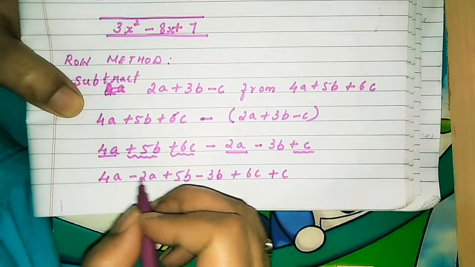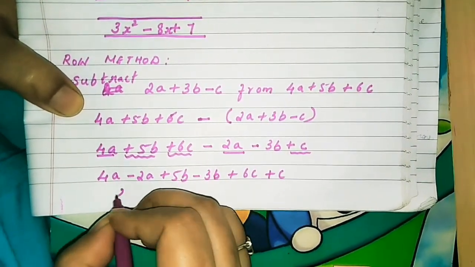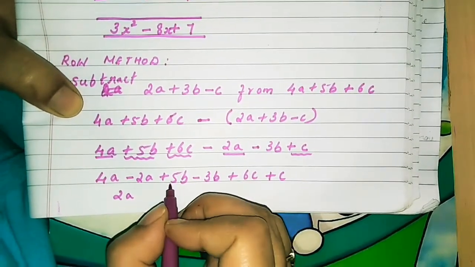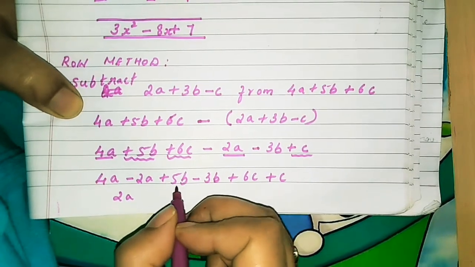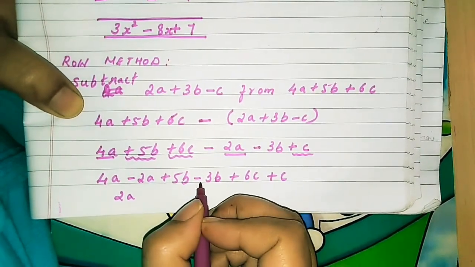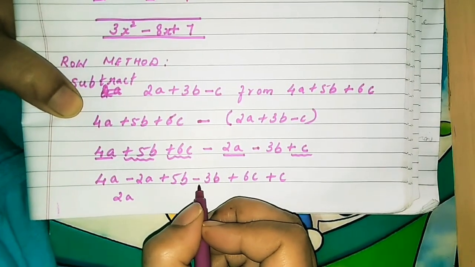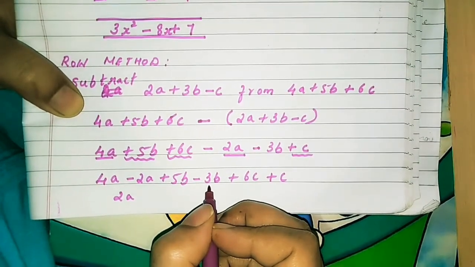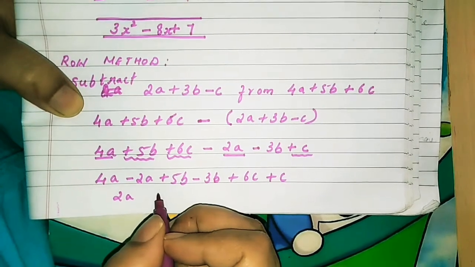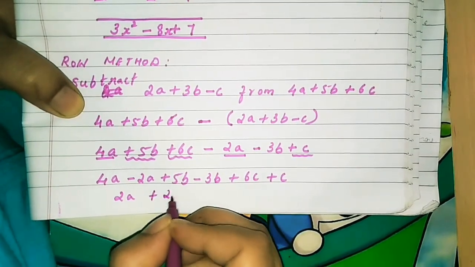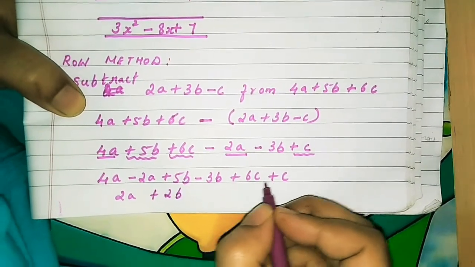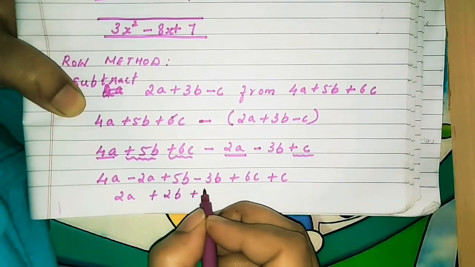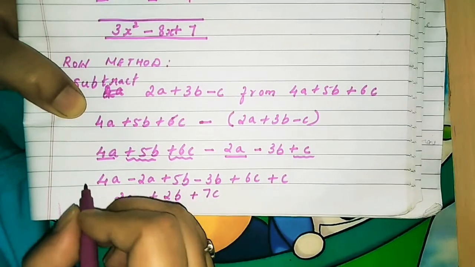Now since we've arranged the like terms together, it becomes easy for us to subtract. So 4a minus 2a gives us 2a, plus 5b minus 3b. Now what you have to take note of here is I have one plus sign and one minus sign. So in this case you have to subtract. So 5 minus 3 gives you 2, and the sign of the bigger number prevails. So it's plus 2b, and plus 6c plus c gives us plus 7c. Now this is your final answer.